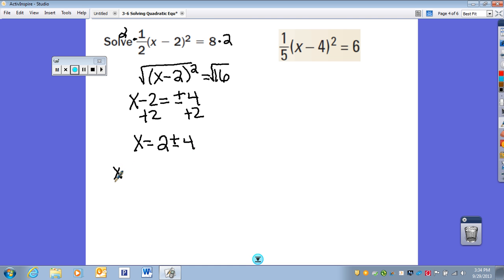To finish simplifying, we just have 2 math problems to do. We have 2 plus 4, which is 6, and we have 2 minus 4, which is negative 2.